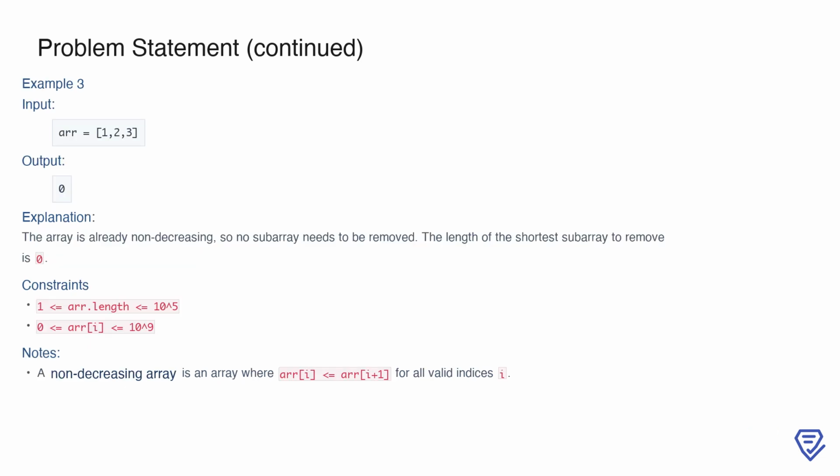Now let's consider the third example, where the input array is 1, 2, 3. This array is already non-decreasing, so there's no need to remove any subarray. Therefore, the shortest subarray to remove has a length of 0.